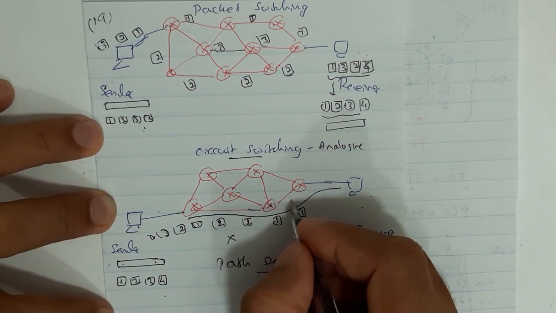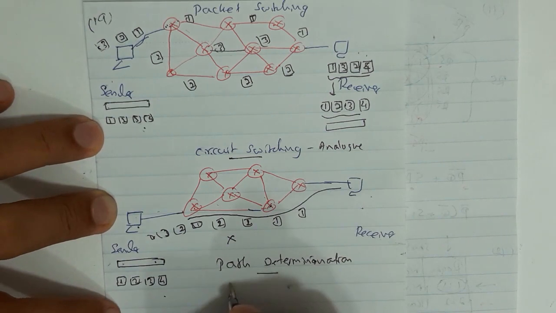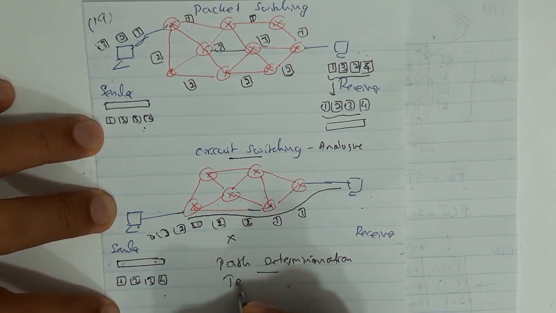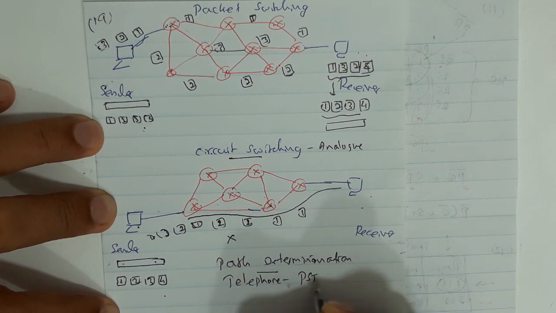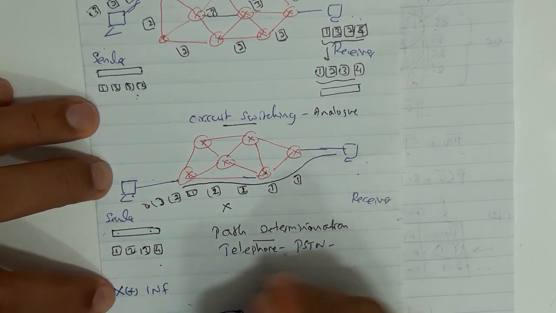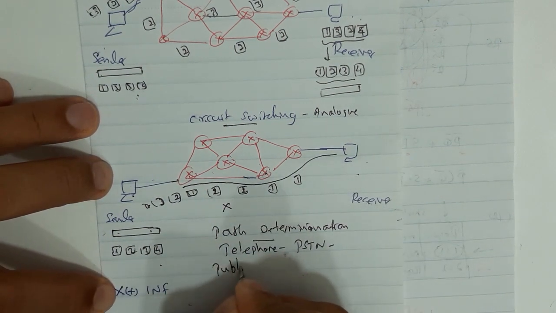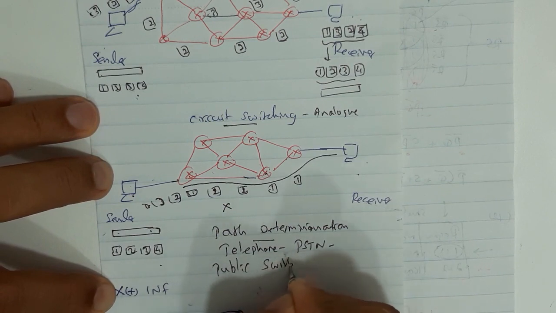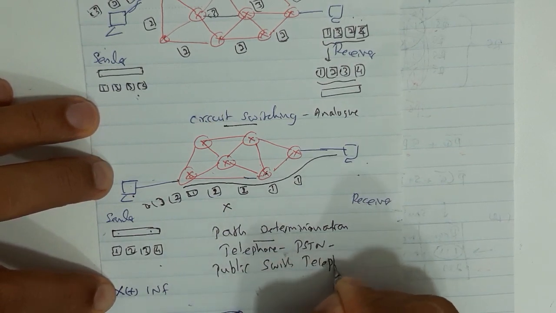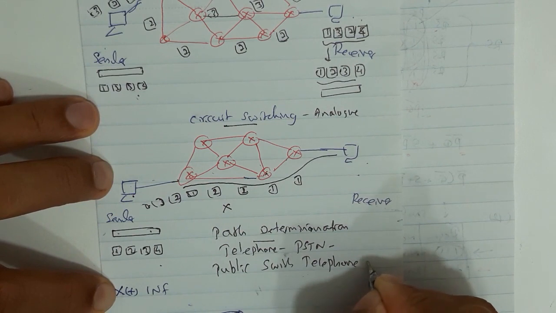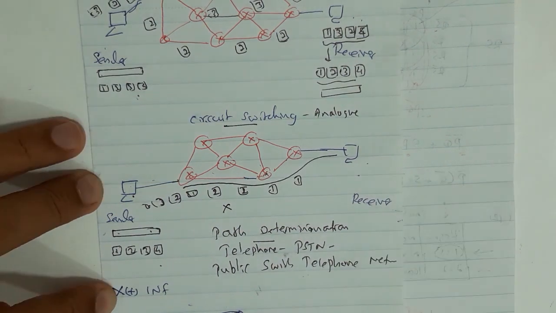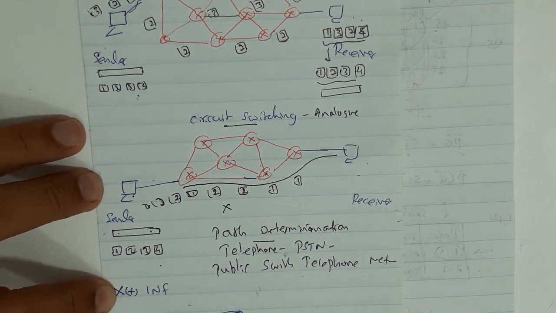Normally, circuit switching networks are used in our traditional telephone systems. They are called PSTN systems, public switched telephone networks. They are traditional landlines, as we know, telephone networks. Now we'll go to the question given.